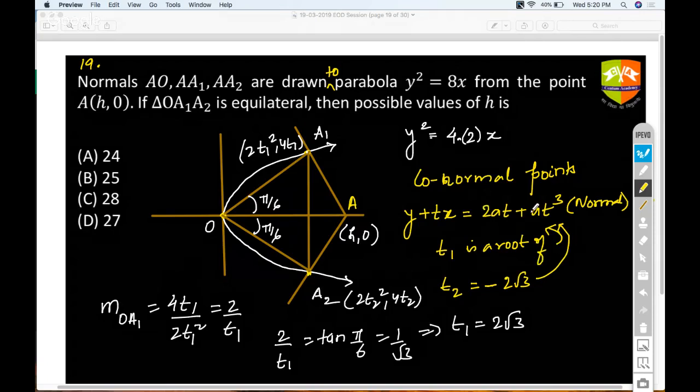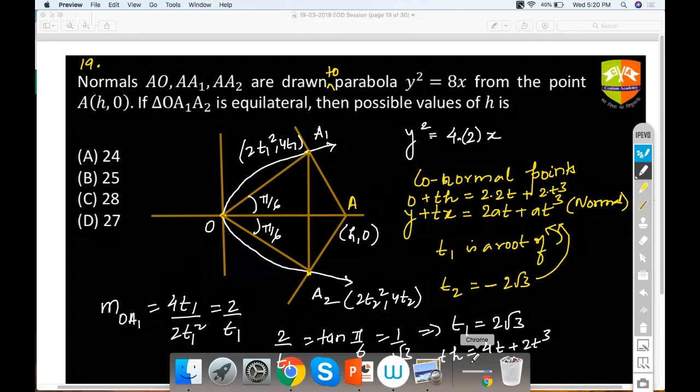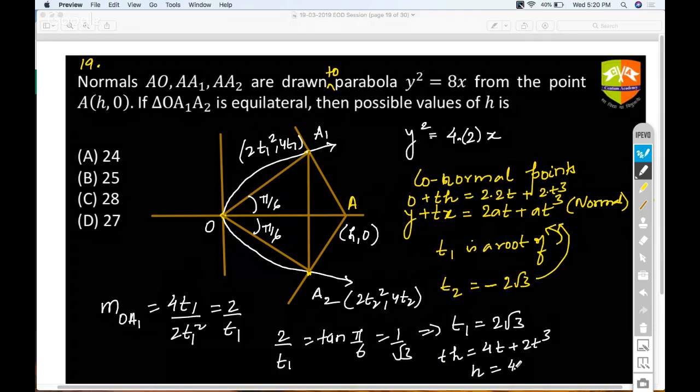Anyways, my claim here is that if this normal is passing through h comma 0, let me put y as 0 and this will become th. This will become 2 into 2 into t plus 2 into t cube, which will give me, I'm writing down over here, th is equal to 4t plus 2t cube. Cancelling the factor of t, h is going to be 4 plus 2t square.